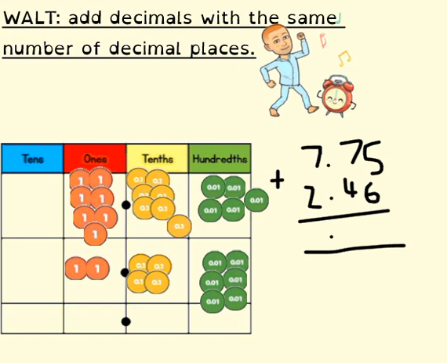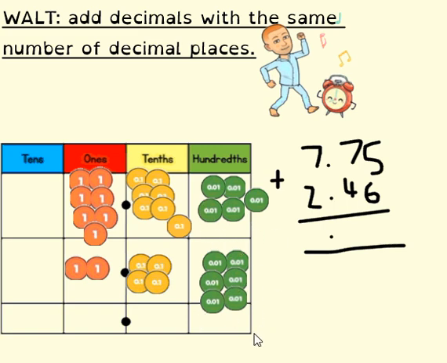I always start with the lowest value column. In this case, the lowest value column is the hundredths column. So that's where I will start with my additions today. I can see there on the screen, hopefully you can see too, that we have got in total 11 hundredths. I've got 5 here, I've got 6 here.